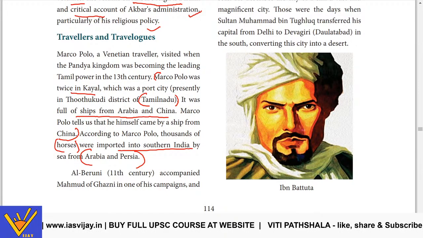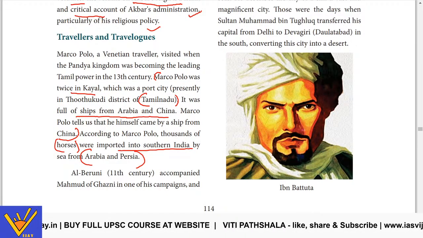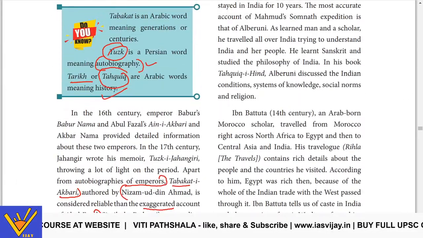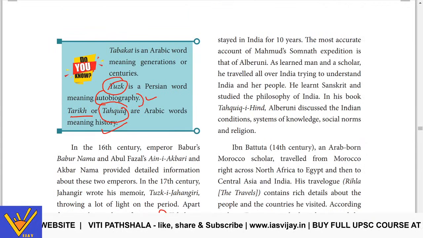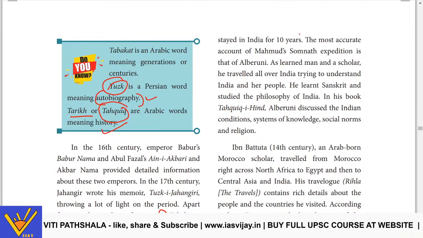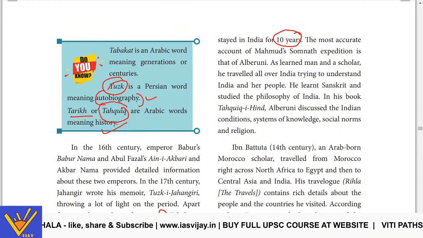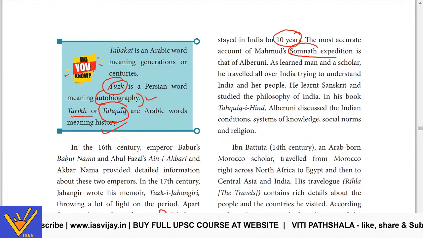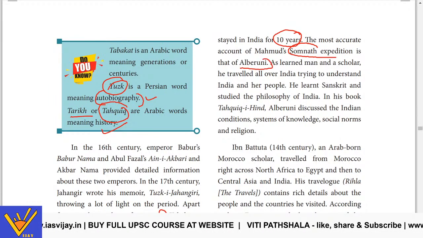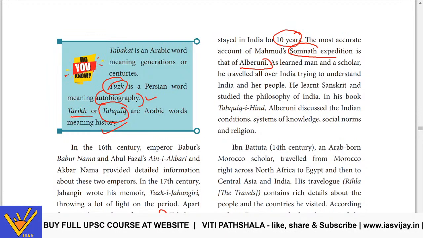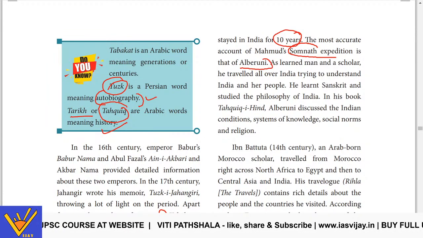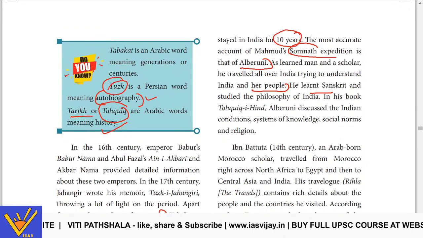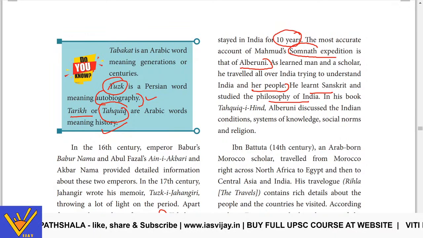Al-Biruni accompanied Mahmud of Ghazni in one of his campaigns and stayed in India for 10 years. So Al-Biruni came with whom? He came with Mahmud of Ghazni and stayed in India for 10 years. The most accurate account of Mahmud's Somnath expedition is that of Al-Biruni. As a learned man and a scholar, he traveled all over India trying to understand India and her people. He learned Sanskrit and studied philosophy in India, in his book Tahqiq-i-Hind.